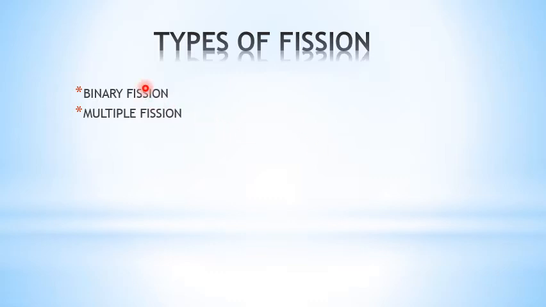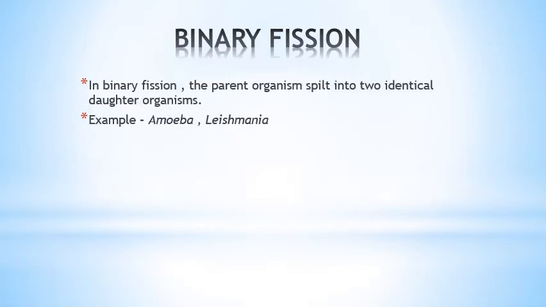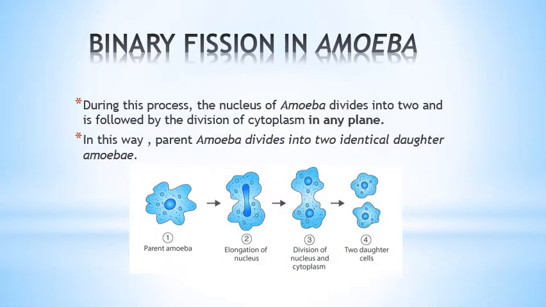Types of fission: binary, in which two daughter cells are formed, and multiple, in which more than two daughter cells are formed. So first we will discuss binary fission. In binary fission, the parent organism splits into two identical daughter organisms. Examples of binary fission are amoeba and leishmania. So binary fission in amoeba is a very important topic.